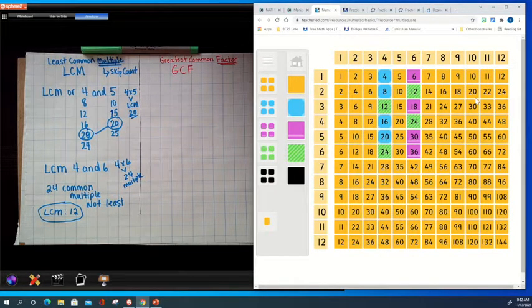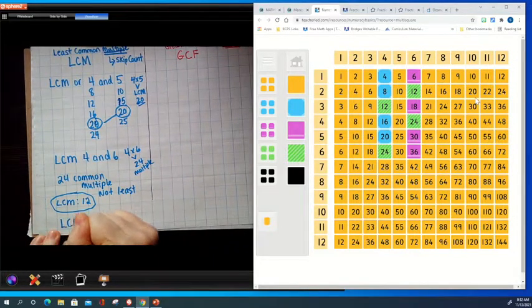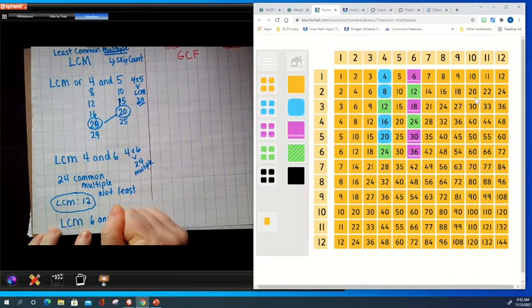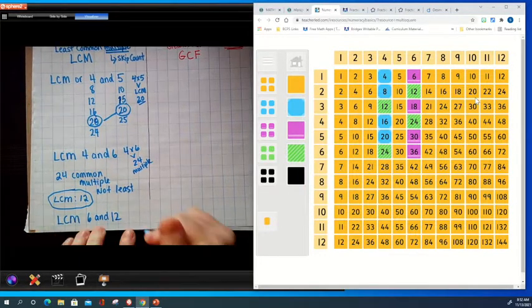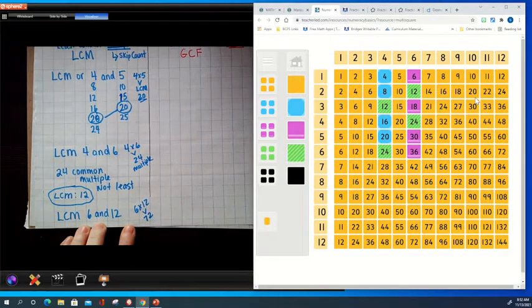The other way it's a little bit tricky, is if you want the least common multiple of, let's say, something like 6 and 12. Now, you could do 6 times 12. 6 times 12 is 72. But folks, the least common multiple of 6 and 12, think about counting by 6s and counting by 12s.